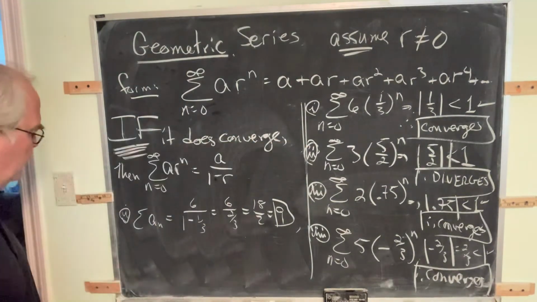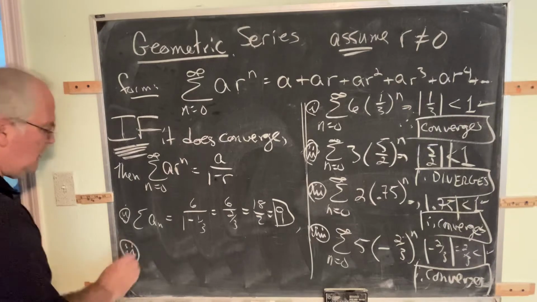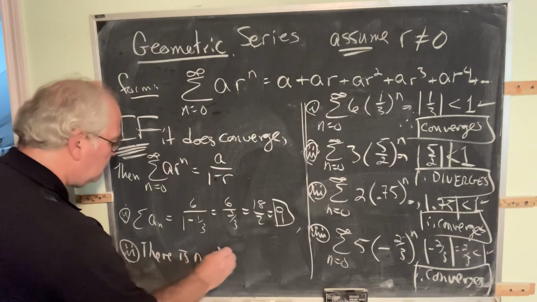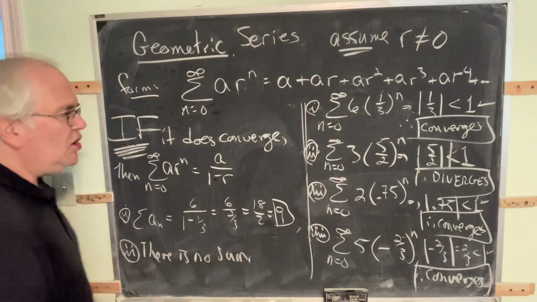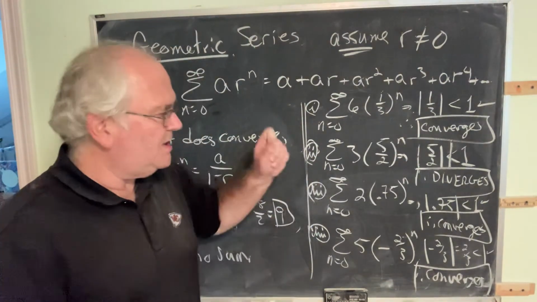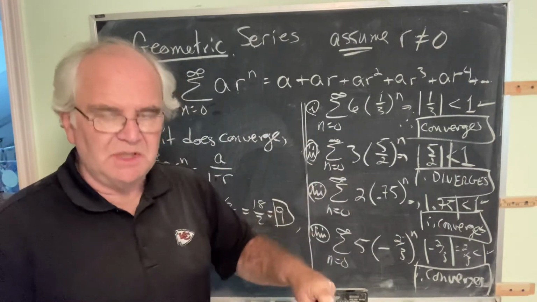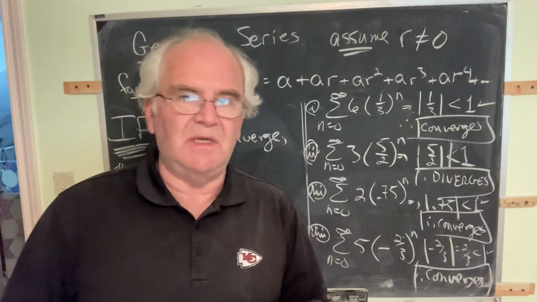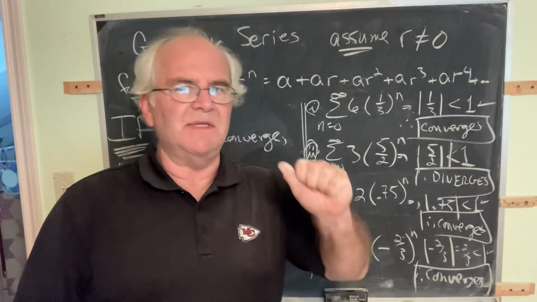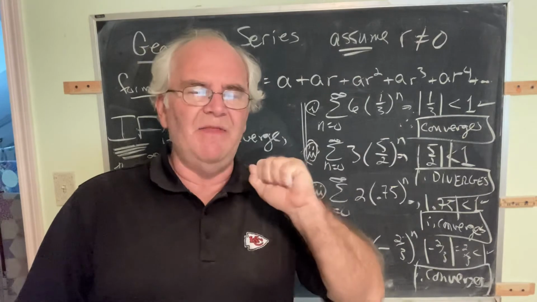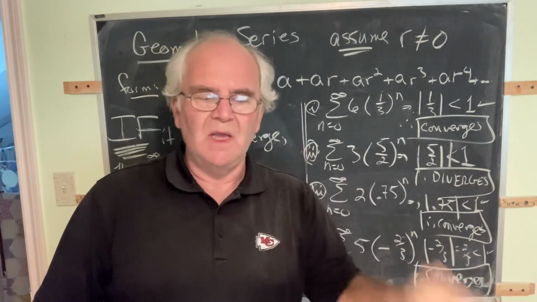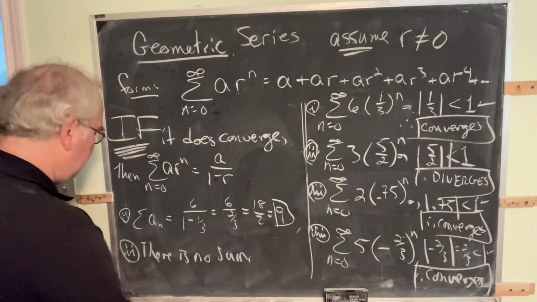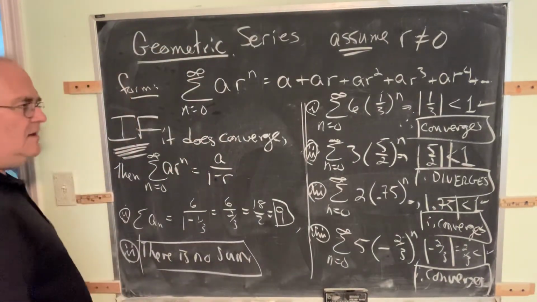Number 2, there is no sum. Diverges, the words series diverges means there is no sum. In the past, that's how you know a student doesn't really follow what you're saying, because they'll say the series diverges and then they'll say it is equal to something. Diverges means it isn't a number. There is no number. So number 2, there is no sum, the end.